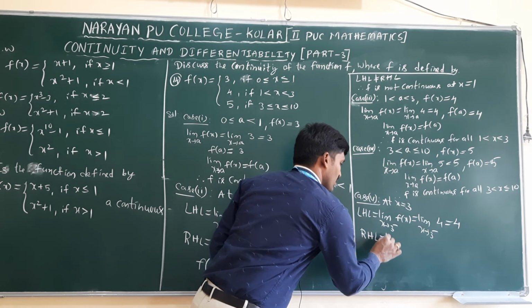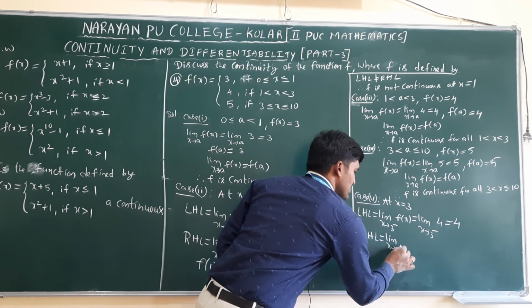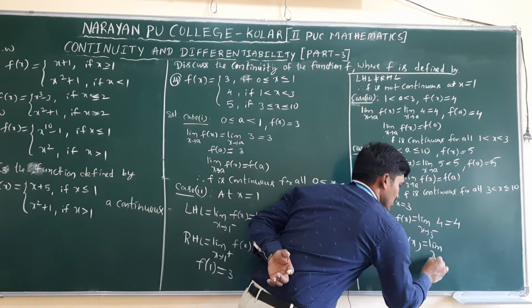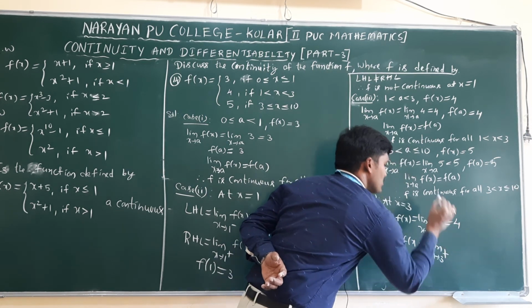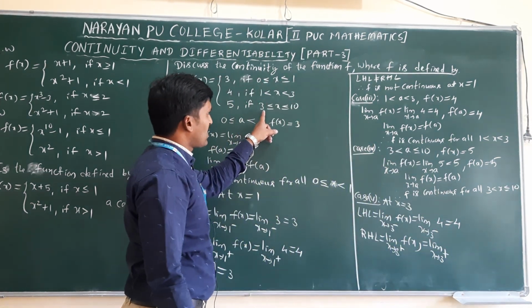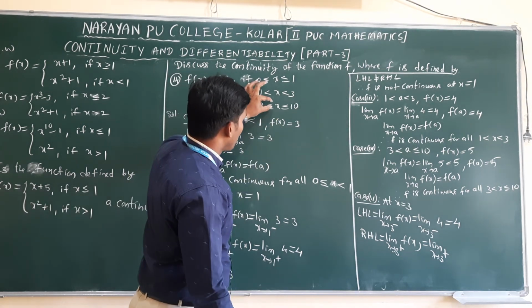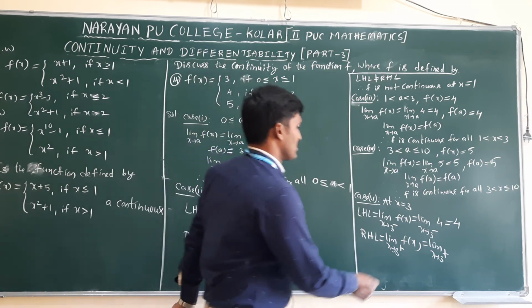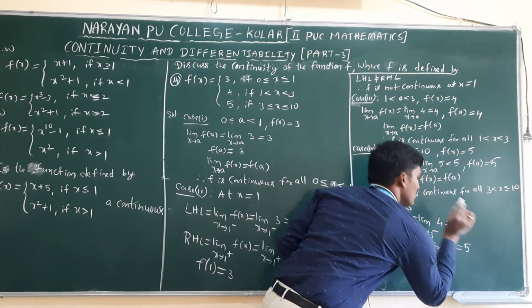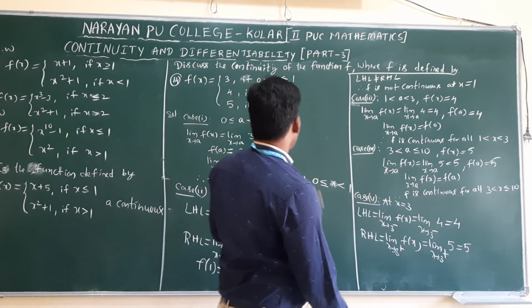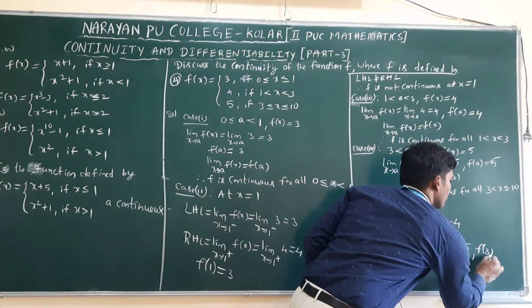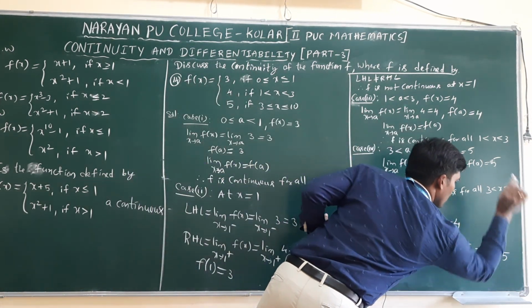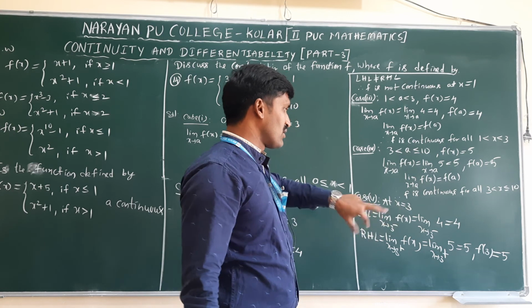RHL, limit x tends to 3 plus f of x equals, limit x tends to 3 plus. 3 plus means what? X is more than 3, or we can write it as 3 less than x. This open symbol says that it is more. So x is more than 3. What is the function? 5. And f of a, f of 3. F of 3 means what? X equal to 3 also, what function? 5. Here what happened? LHL is not equal to RHL.